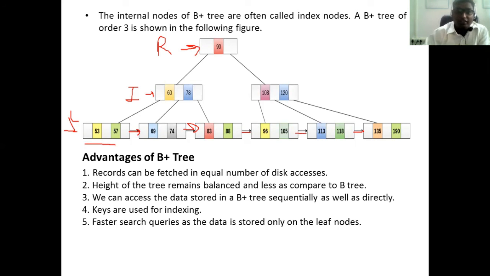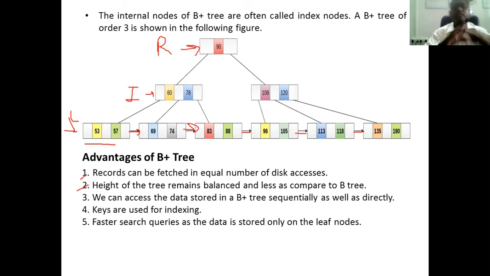The very first advantage of B plus tree is that a record can be fetched in an equal number of disk accesses. The records are present in your disk, so you access the record from the disk into the main memory, because in the main memory you have the search key value. With the help of the search key value, you access the record from your disk. The height of the tree remains balanced.